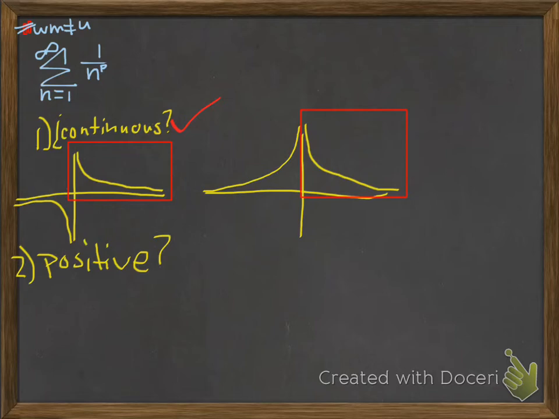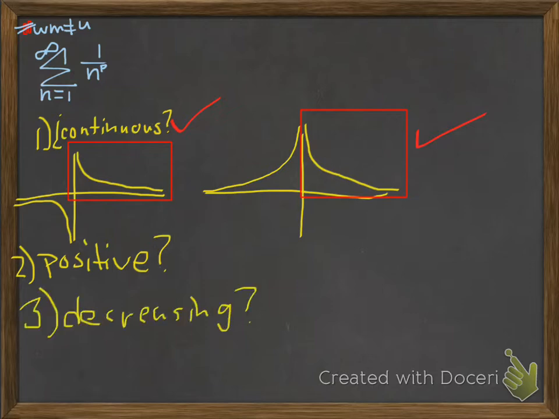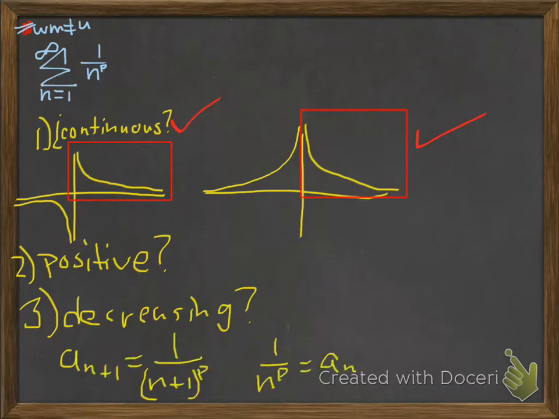What else do we need? We need to see it as positive. Oh, look, check, check. Both of them above the line. Now we need to show that it's decreasing. And how? We look at the next term, a sub n plus 1, and we wonder, which one's bigger? Is this one bigger, or is it this one?